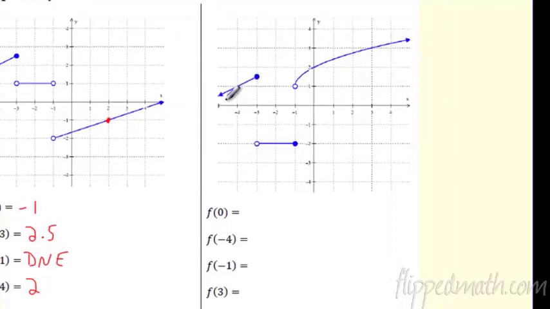Let's come over here to this other graph. So we got a line. This is that constant, that one that was like 3, but this one's always -2. And then it looks like we've got some square root going on over here.